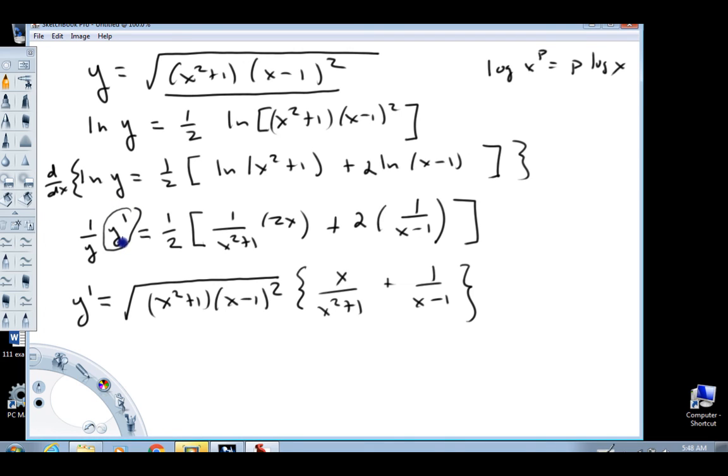So, again, the purpose of this video is just to demonstrate how to use properties of logarithms to differentiate in a slightly different way called logarithmic differentiation. I hope that this helps demonstrate those properties.